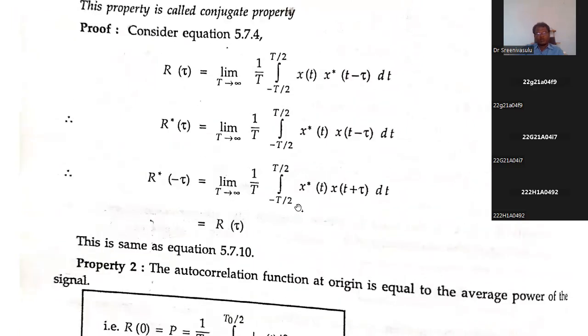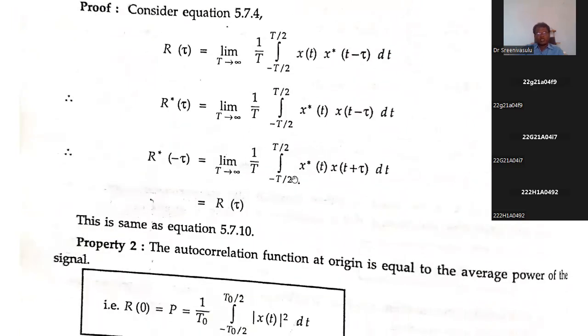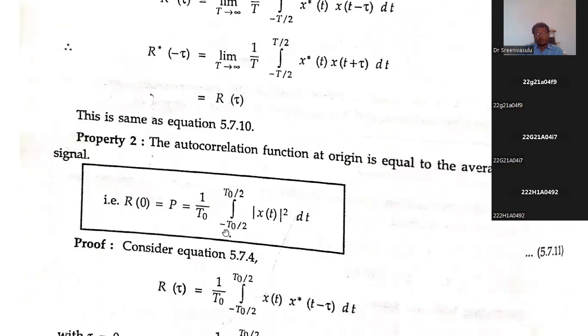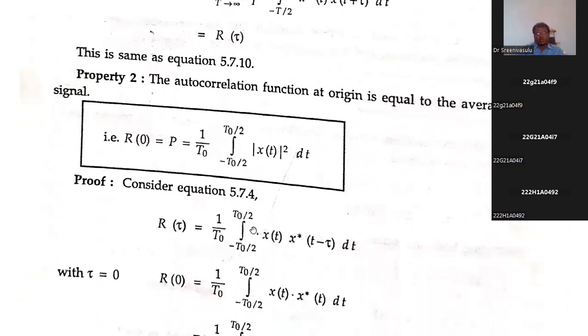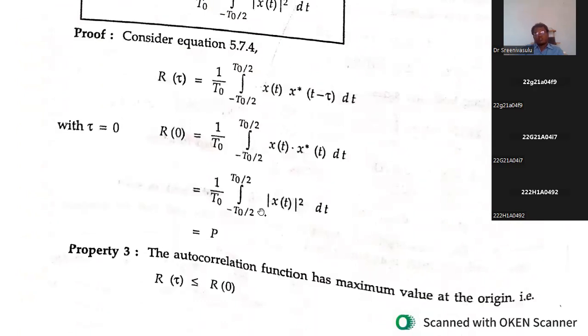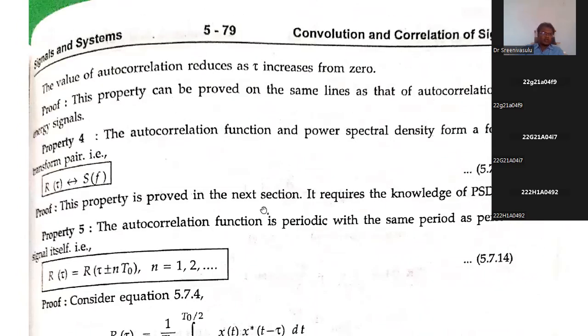The only thing is, the first property is the same. For the second property, instead of writing E, we are going to write P, because it is a periodic signal. If the interval is from minus infinity to plus infinity, it is the energy. If the interval is from minus T naught by 2 to plus T naught by 2, it is the power. That is the only difference.